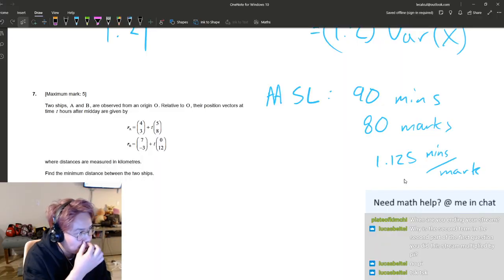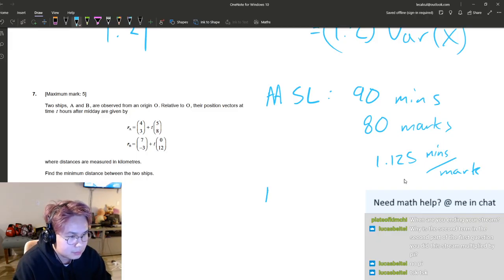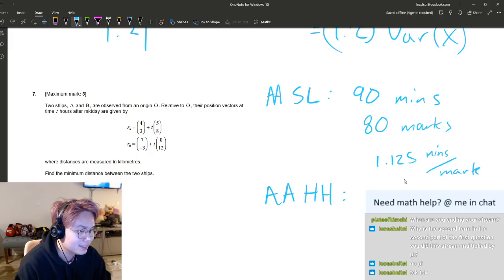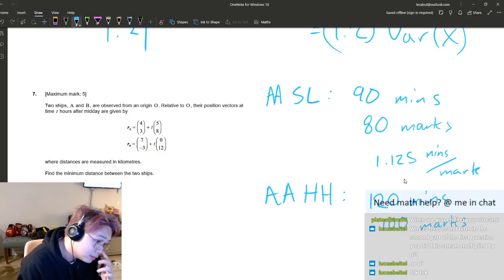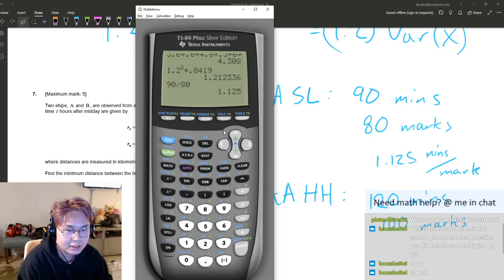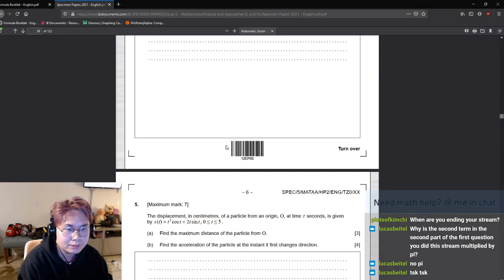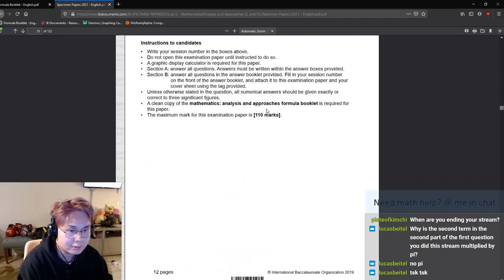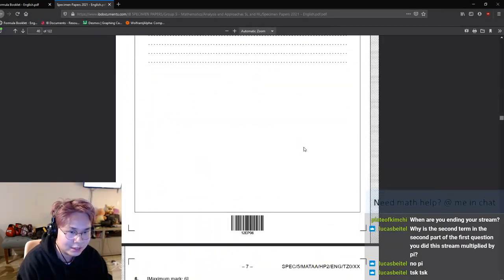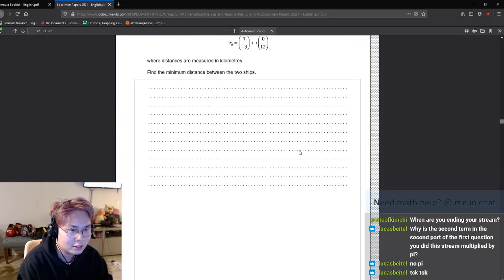And then I thought, well, because HL is harder, the ratio will be more generous. And it turns out that it's not. You have 2 hours, 120 minutes to do, I think, 100 marks. Or was it 110? We can check that right here. 110. So you see the ratio is worse. I feel for you, HL students.